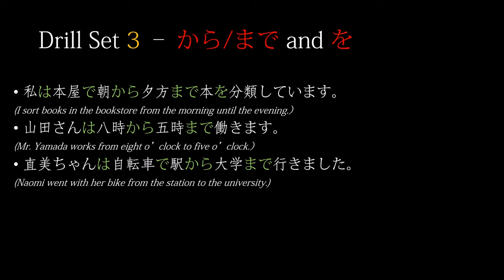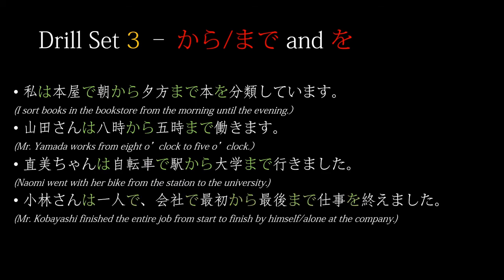And the hardest, our final sentence, that is really the crowning achievement of our practices, is the following. Mr. Kobayashi finished the entire job from start to finish by himself or alone at the company. Kobayashi-san wa 一人で会社で最初から最後まで仕事を終えました. Now let's see here what has transpired. Wa once again serves as the topic marker, so nothing new here. 一人で once again shows the means how Mr. Kobayashi has finished his job.